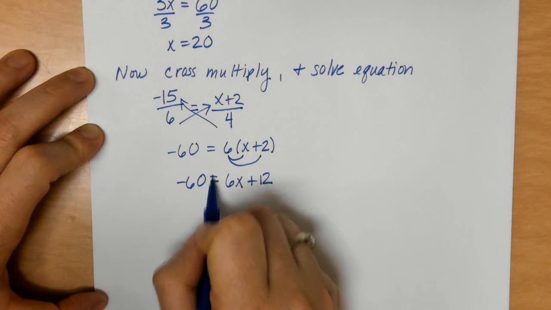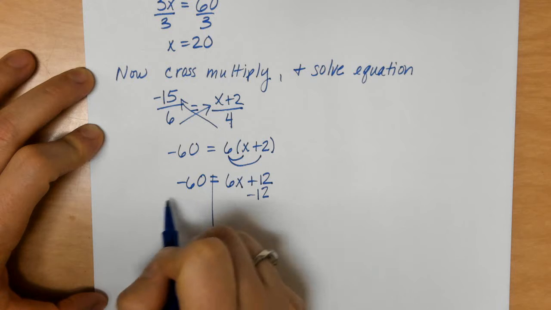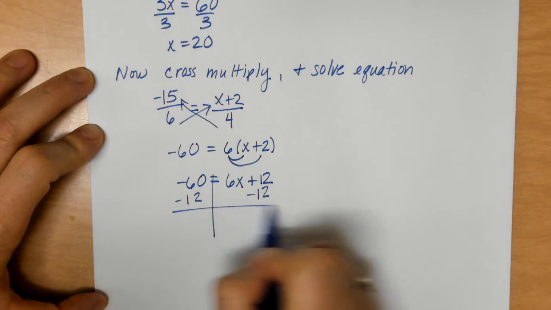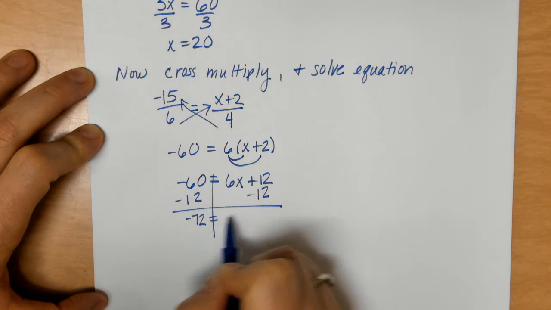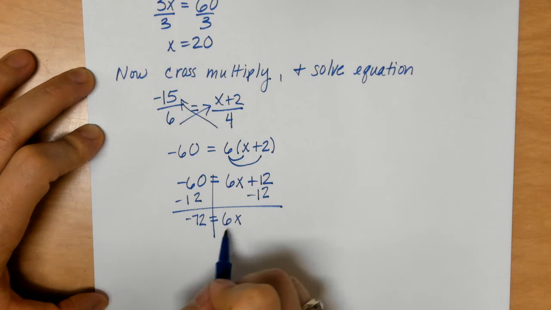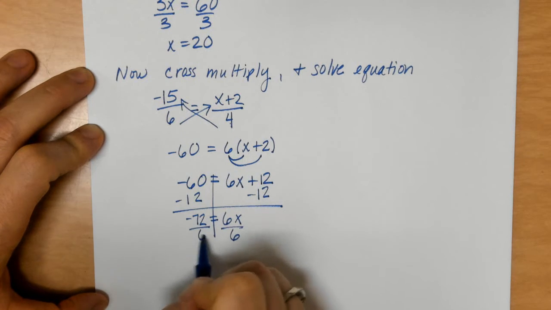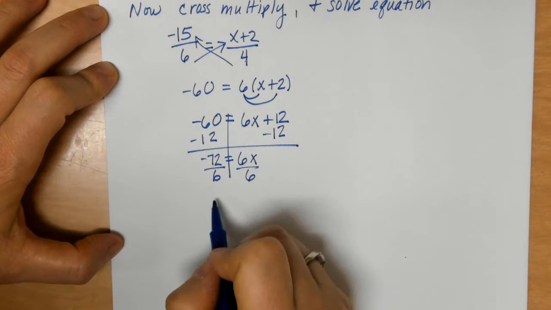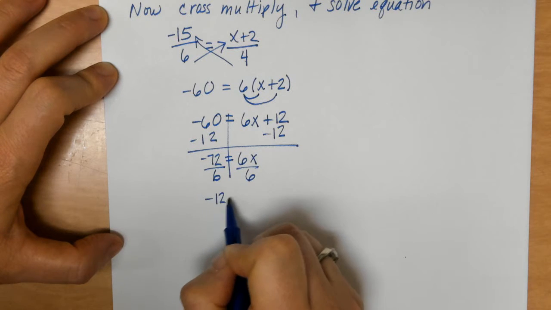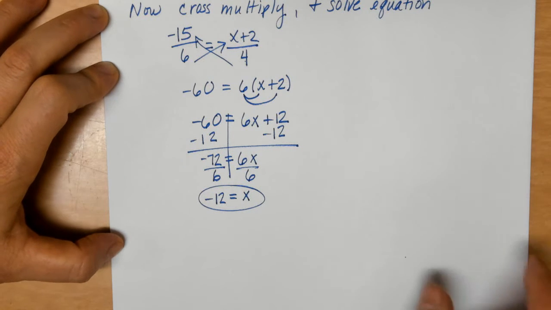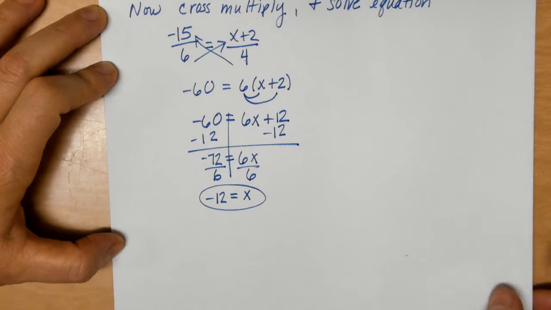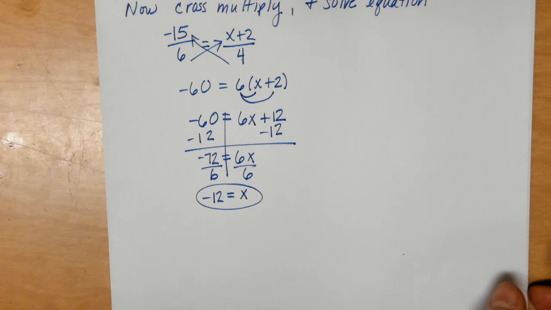I can subtract 12 on both sides. Negative 60 minus 12 is negative 72. I divide both sides by 6. And I have negative 12 is equal to x. So by the end, I still have a solution to what's going on. Let's try a few more of these problems because they get pretty complex.